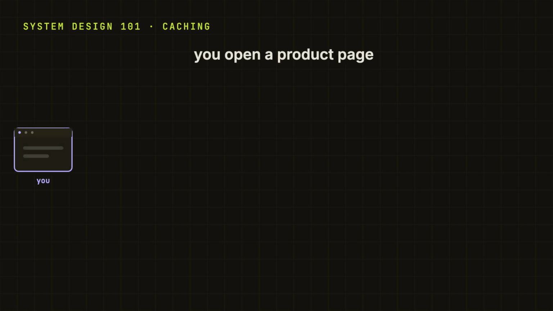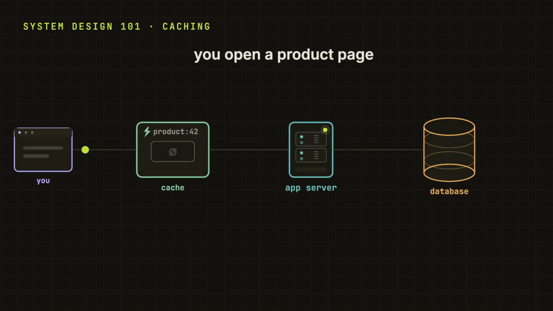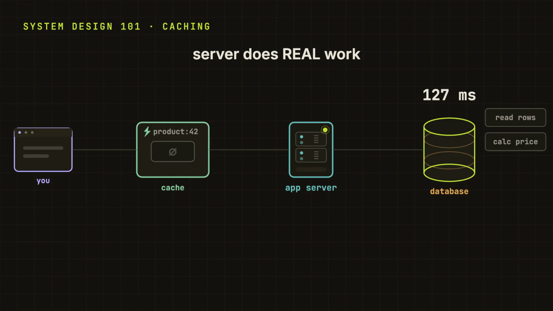Okay, so let us say you open a product page. Behind the scenes, your request goes to a server, and the server has to do real work. Read a couple of database rows, calculate the price, pull in the ratings, check the stock, and all of that. Let's say that takes about 200 milliseconds.